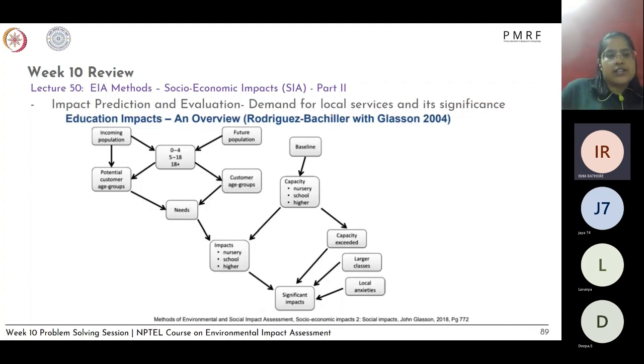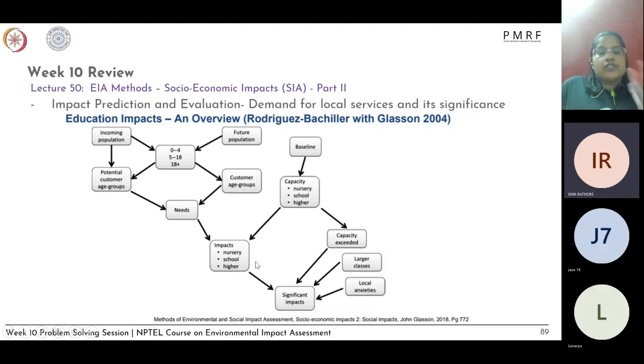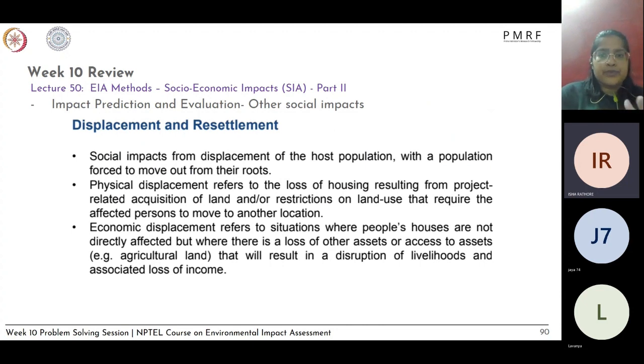And educational impacts include, so you have an incoming population, and they bring their families and have children of particular ages. Then they also have the need for schooling at nursery level, school level, or just creche services. So these are also things which will have an effect. So education and accommodation impacts also need to be included in the social impact assessments. And other social impacts include displacement and resettlement.